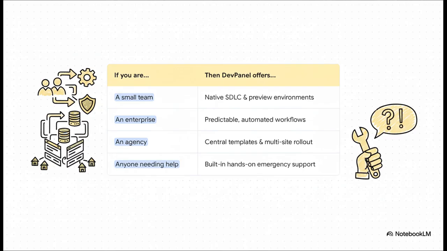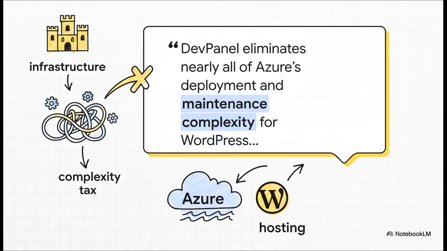Or maybe you're at a large enterprise. For you, it's all about getting predictable, automated workflows that take the risk out of deployments. For an agency, it's a dream. Central templates, easy multi-site rollouts. And honestly, for just about anyone who knows things can sometimes go wrong, that built-in, hands-on emergency support is a lifesaver. And really, this quote just nails it, doesn't it? It all comes back to eliminating that complexity tax we talked about. The whole point is to let you get all the incredible benefits of modern, powerful infrastructure, but without the massive headache, the cost, and the sheer effort of having to build and maintain it all yourself.